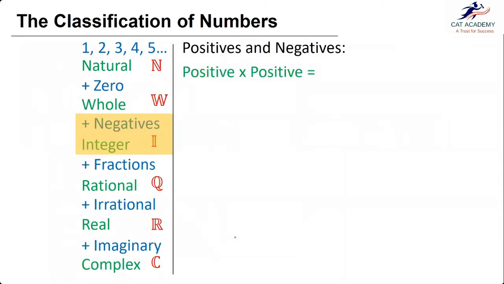Now, positive into positive. Now, we have learned about the fractions. So now let's look at the next part, that is integers. Integers basically contain positives and negatives. So from here, my concept of positive and negative starts. Let me check some different possibilities. Positive into positive is what? Positive for sure.